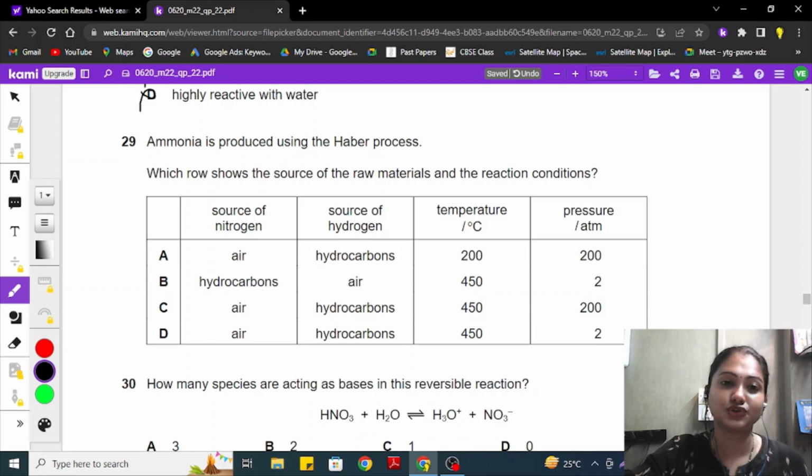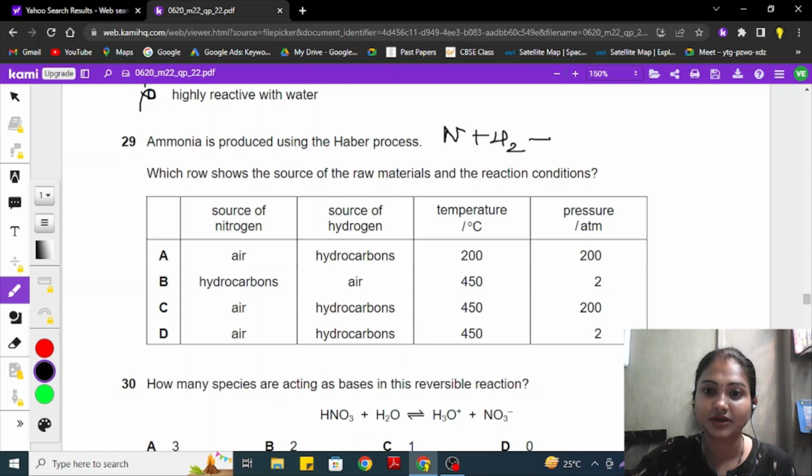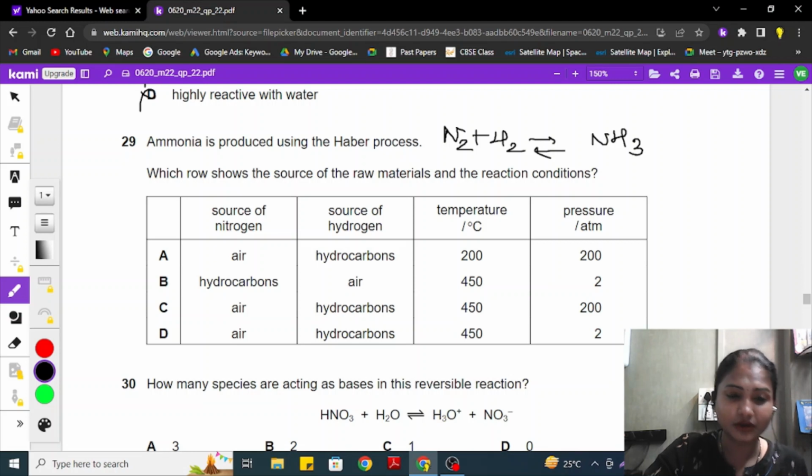Ammonia is produced using the Haber process. Which row shows the source of the raw material and the reaction condition here? So here we have the entire table which is given to us. Let's see. Now, the source of nitrogen when the ammonia is formed. This is the reaction, a reversible reaction, dear students. Now, where do you think the ammonia gets the nitrogen from? Definitely, 78% is present in air. So the source of nitrogen is going to come from air. Definitely, it's not going to come from anywhere else.